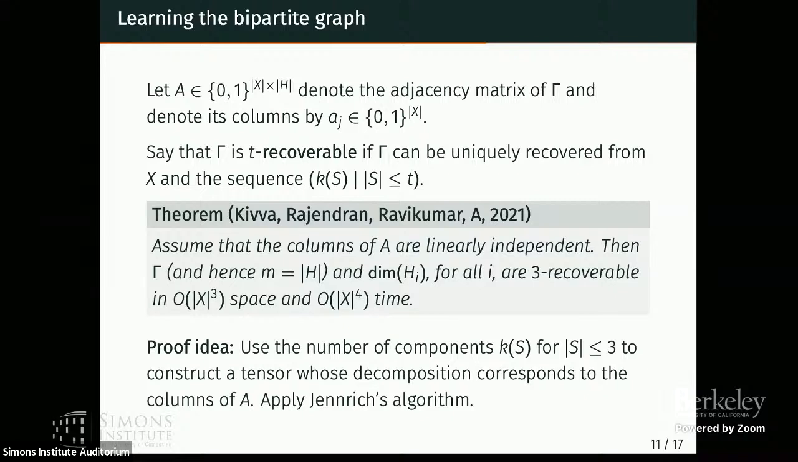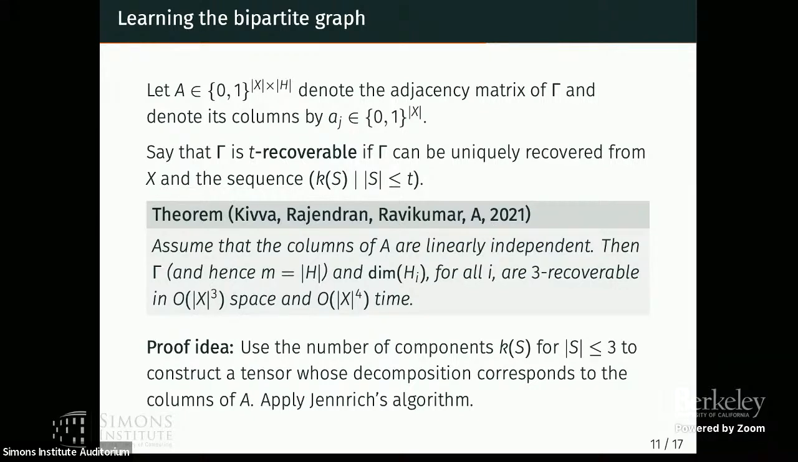Is this an assumption on the measurements? Linear independence is an assumption on the relationships between the hidden variables and the observed. Okay, so it's in addition to the assumption on the non-inclusion. Yes. In order for this step to work, you need the columns to be linearly independent. Okay. So that's how you identify the bipartite graph.